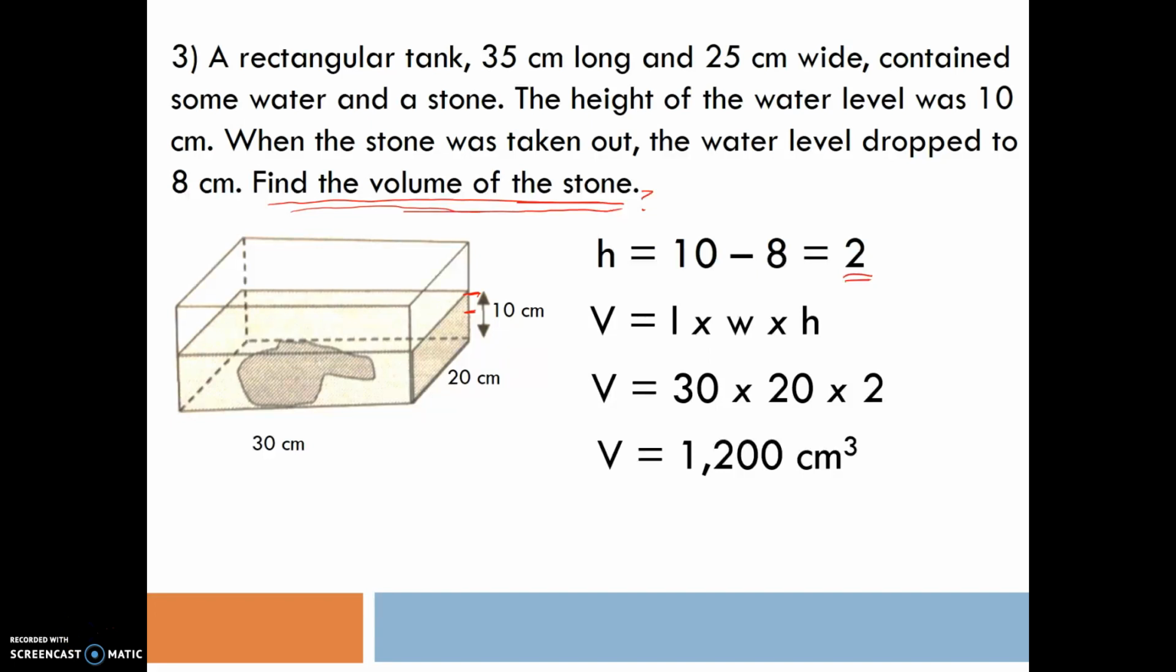We're going to go ahead and convert that to liters. We could leave it in centimeters cubed. The question doesn't actually tell us to convert it to liters, but we'll go ahead and do it anyways. So we've got 1.2 liters is the volume of the stone.